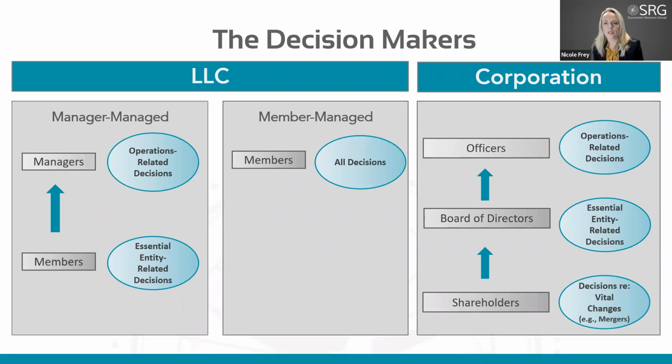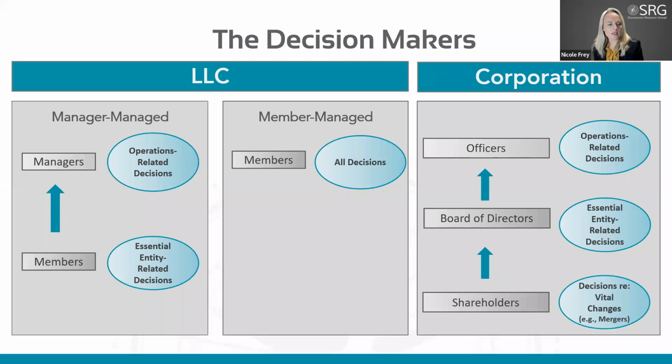With a corporation, it might be familiar to you. We typically deal with the shareholders who vote for the directors, and then the directors select the officers. The shareholders only have a few decisions on the corporate level, and they pertain to vital changes of the corporation that could affect the shareholders. For example, mergers. And then the board of directors makes all of the high-level decisions for that corporation, while the officers make all the operations related decisions. So they make all the day-to-day decisions.